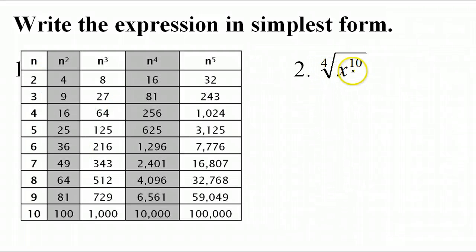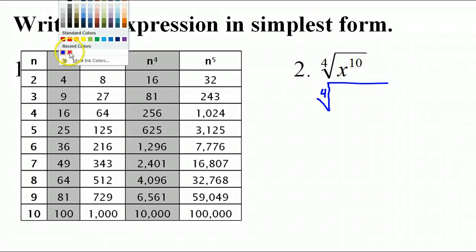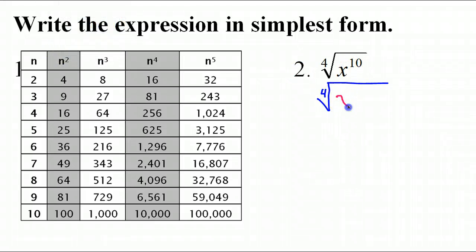Alright, we've got the fourth root of x to the 10th power. Now normally we would divide this exponent by 4. That's how you simplify roots with variables. But 10 is not divisible by 4. So what we do is we split it up. So we keep our fourth root. Now the closest thing to 10 that is divisible by 4 is 8, the biggest number that's less than 10 that's divisible by 4.